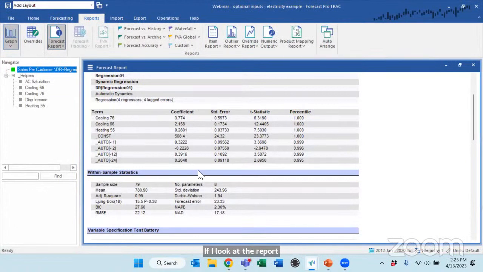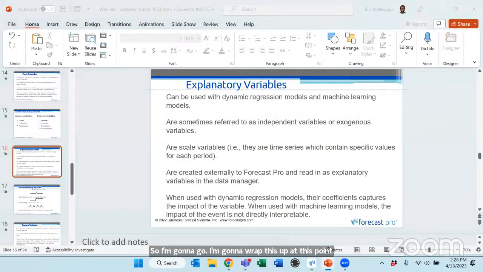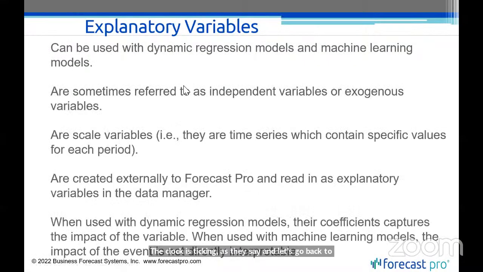I'm going to see here's the model. And the model has coefficients. And these are interpretable, okay? Because essentially, if you look at the regression equation, this will tell you both whether it is pushing things up or down. So these are all positive. It's saying that they are increasing demand. If they were negative, they'd be decreasing demand. And their values, when compared to the scale of the data, you can interpret. It's beyond the scope of this webinar, but we have a webinar on regression where we do go into that. So I'm going to wrap this up at this point because the clock is ticking, as they say. And let's go back to our slides and wrap it up.